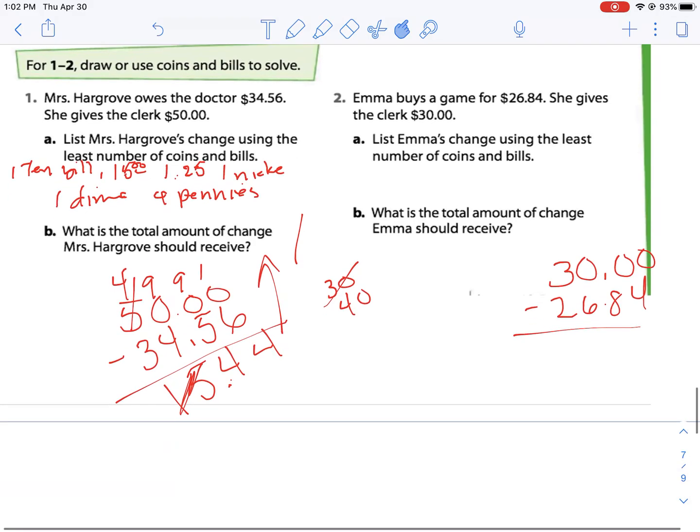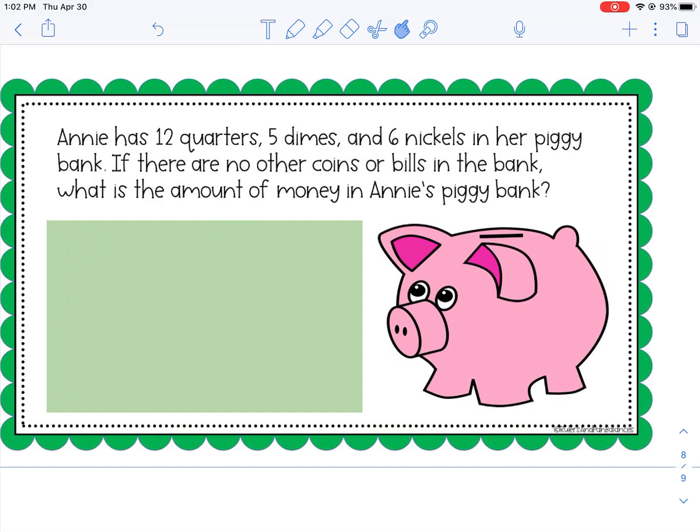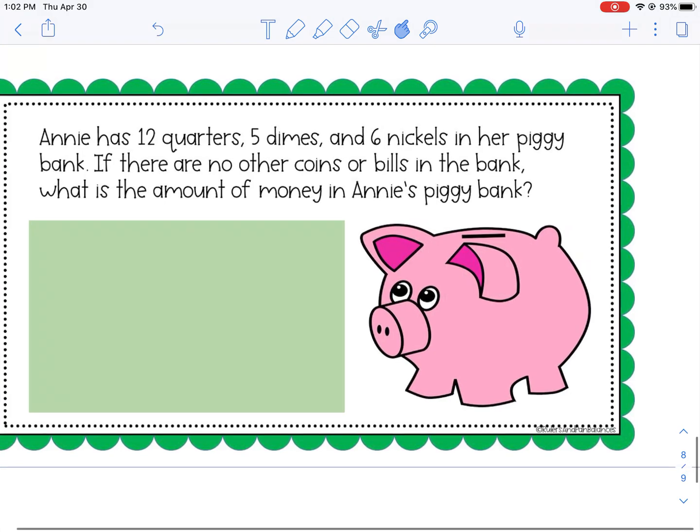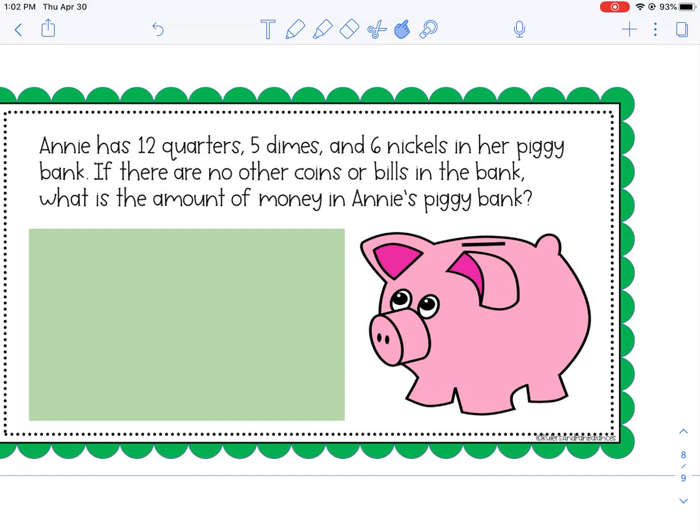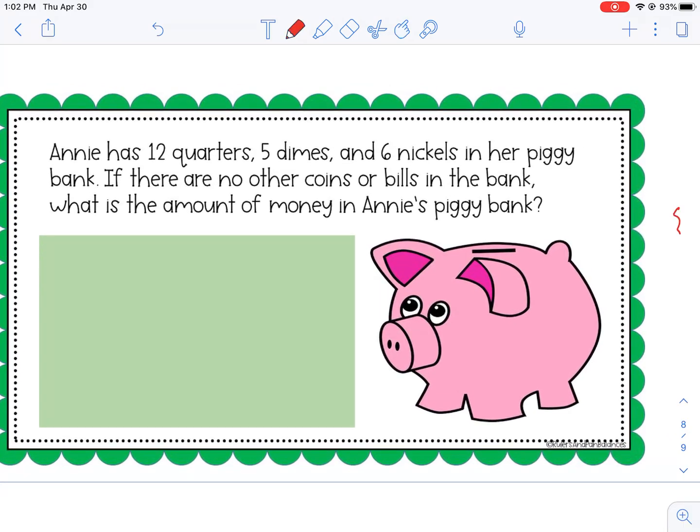All right, and then finally I wanted to show you, your slides are going to have some of these where it says Annie has 25 quarters, 5 dimes, 6 nickels in her piggy bank. If there are no other coins or bills in the bank, what is the amount of her coins? So when you get to the slideshow, you're going to be able to move things to the side. And on the side over here, you'll see some money tools. So scoot it over and then you can see it. I just can't do this on this presentation, but you'll see it. And if you have questions, just send me a quick note and we can get on it, or I'll show it to you when we have our office hours.